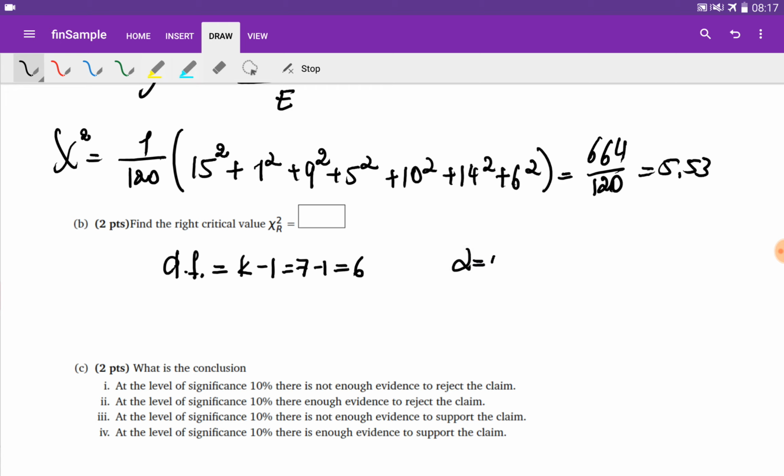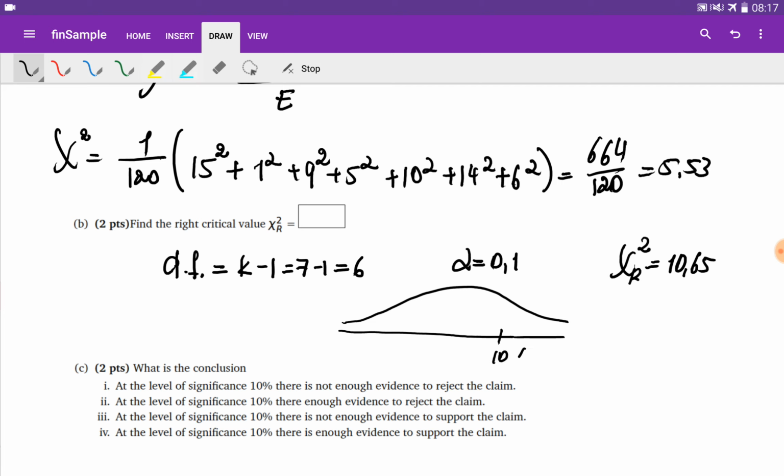The level of significance is given as 0.1. We just need to go to the table for the chi-square distribution. We need to find the degrees of freedom 6 and alpha equal to 0.1. And we find that the right critical point is equal to 10.65. So basically 10.65 is here, and this is going to be the rejection region, and our test statistic of 5.53 is not in the rejection region. It means that the null hypothesis is not rejected.